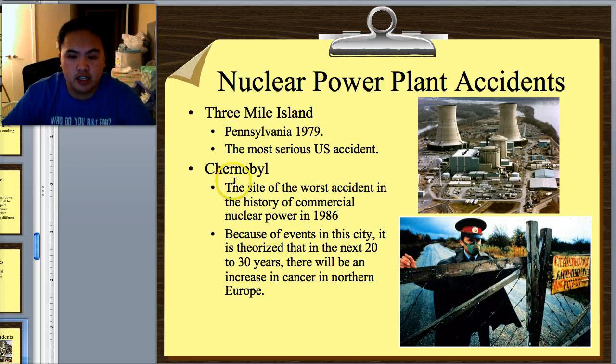And the worst accident in history is Chernobyl. This is, I believe, in Russia and Northern Europe. It's the worst accident ever. Same thing, a nuclear meltdown. It was theorized that in the next 20 to 30 years there'll be an increase in cancer because of that.